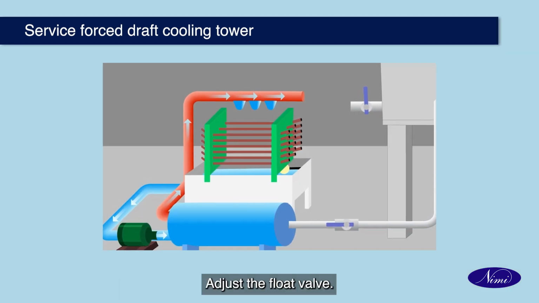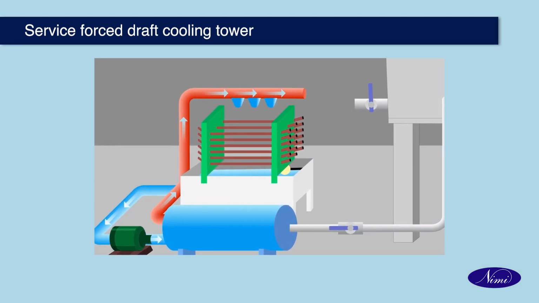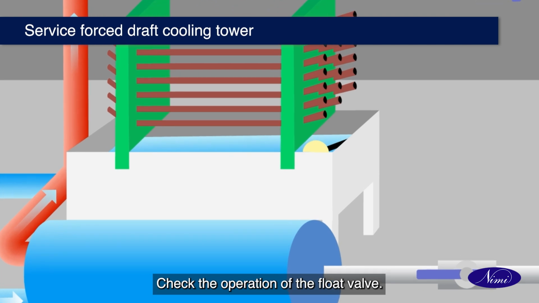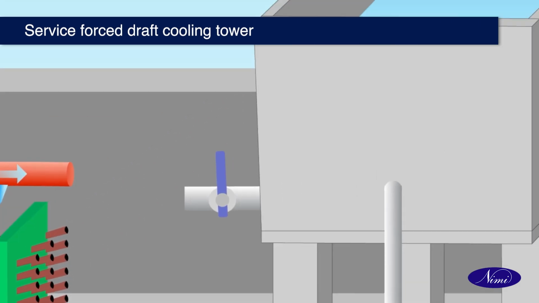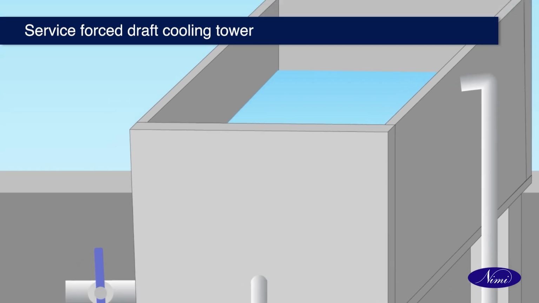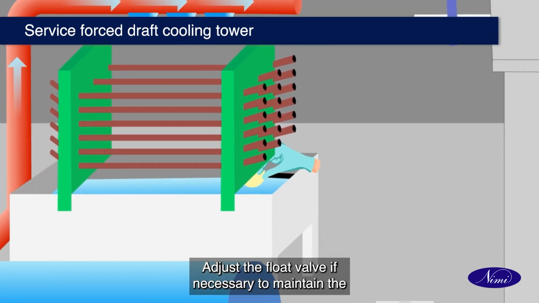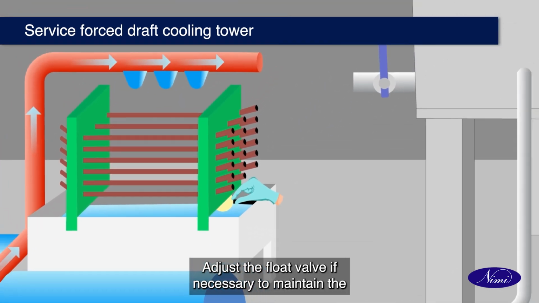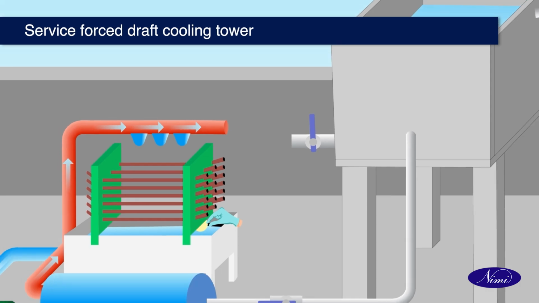Adjust the float valve. Check the operation of the float valve. Check the water level in the water tank. Adjust the float valve if necessary to maintain the water level in the water tank.